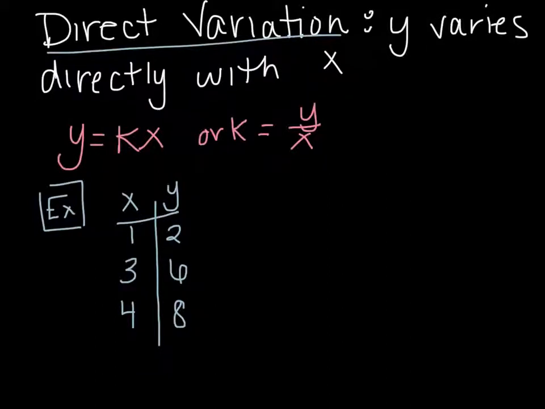Direct variation means y varies directly with x. There's two ways you're going to see it. y equals kx, or I could solve for k and divide both sides by x and get k equals y over x. Now, what we're going to do to find this is take y over x, and we're going to try these two first.